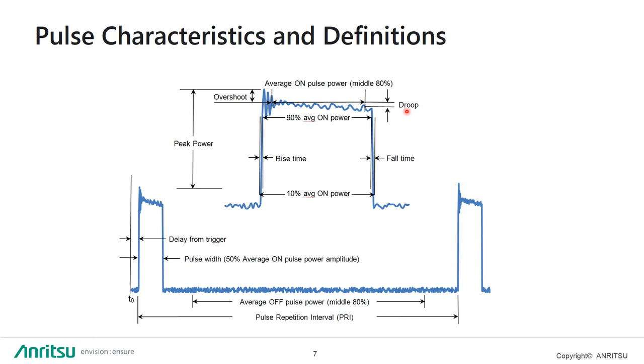Droop, or sometimes known as the slope, between the average of the peak to the falling edge and the fall time. Down here we have the pulse repetition interval, so we have two pulses here. The PRI, pulse repetition interval, is the time between the leading edge of the two pulses. The pulse width is taken at 50% of the average of the peak on power, and the average off pulse power is the middle 80%.